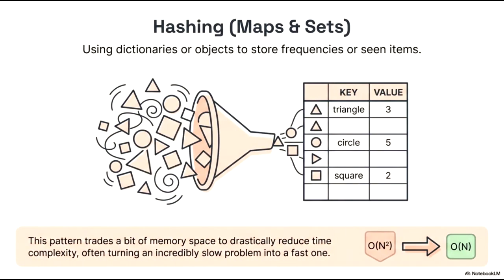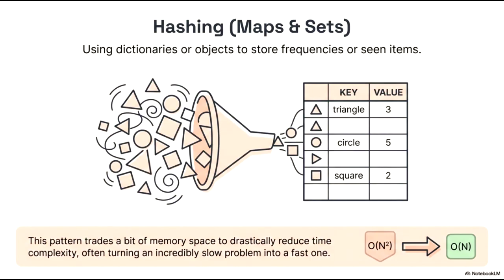Hashing techniques, such as maps and sets, are powerful tools for optimizing algorithms by using dictionaries or objects to store item frequencies and track seen elements. The illustration demonstrates how a disorganized stream of data can be funneled into a structured table, where shapes serve as keys and their counts serve as values.